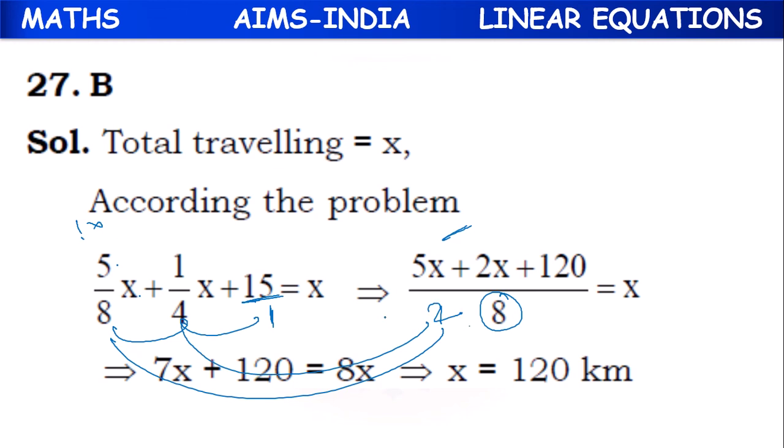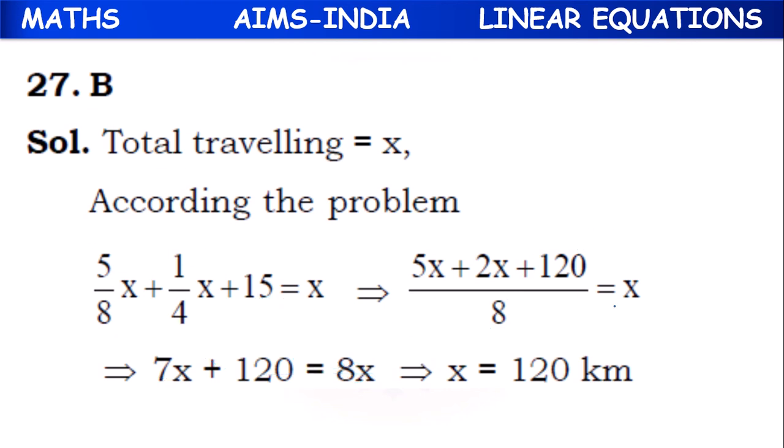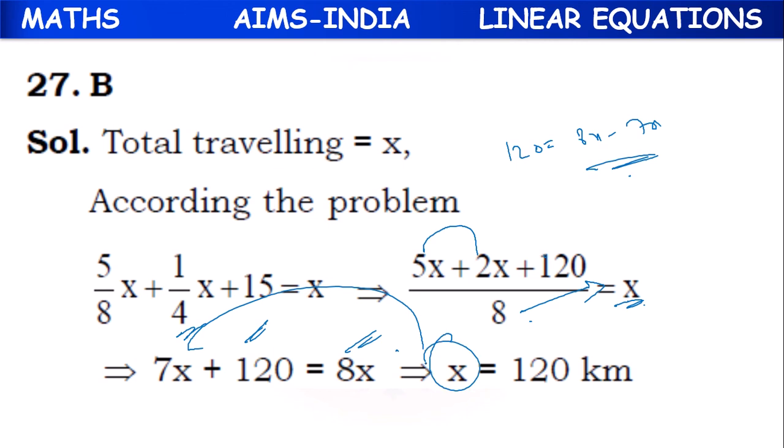Next 4 2 times 8. 2 into 1 into x, 2x. Next 1 8 times 8. 8 into 15, 120. Equal to x. Next 5x plus 2x, children, 7x plus 120. On cross multiplication, on right hand side, 8 into x, we can keep 8x. Next 7x will come this side. 120 equal to 8x minus 7x. 8x minus 7x equal to x. So x equal to 120 kilometer, where x is total traveling distance.